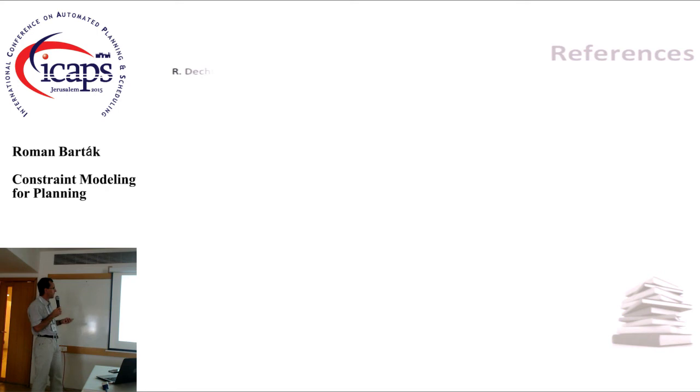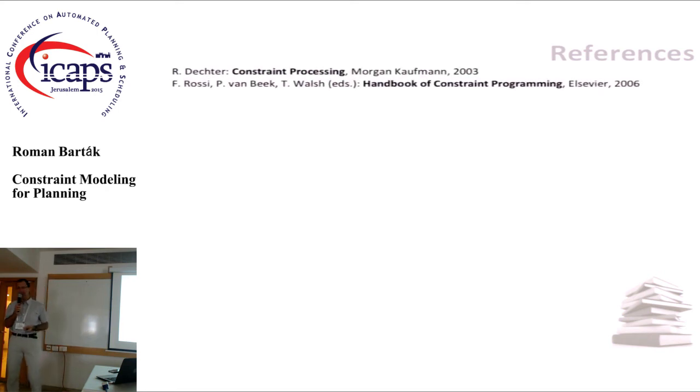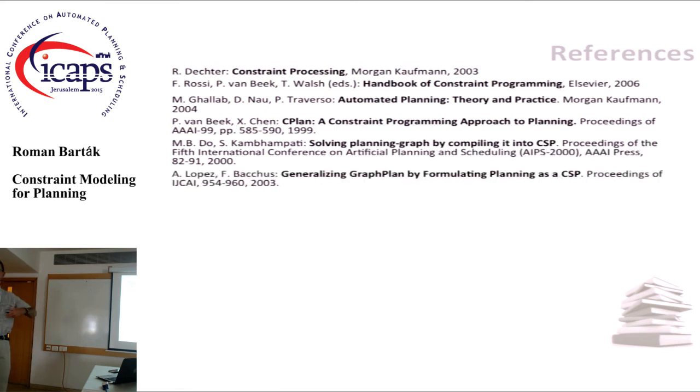This is a list of some references. Two books that I can surely recommend for CP: the textbook Constraint Processing by Rina Dechter, who will be giving another tutorial tomorrow, and the Handbook of Constraint Programming, which is a really big book, edited by Francesca Rossi, Peter van Beek, and Toby Walsh. Also a very good book with some information about CP. Regarding the models that we started with, these are the papers describing these models, including the textbook by Malik, Dana, and Paolo. And I didn't mention C-plan.